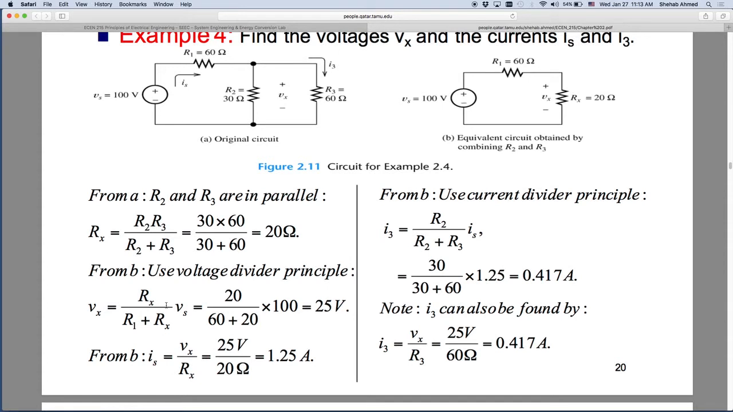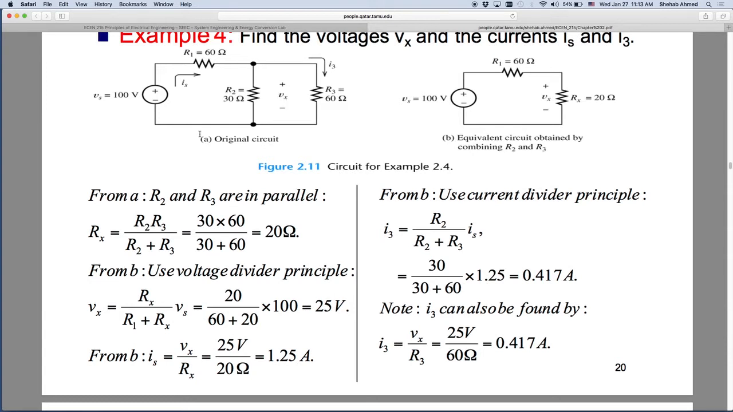Because what did we do? We found the equivalent resistance, and then we found the source current. But we needed to find the source current anyway. So we found the source current, and then we multiplied it by this equivalent resistance to find the Vx value. We can also find Vx by what? Initially, right at the beginning, we could have found Vx by what?